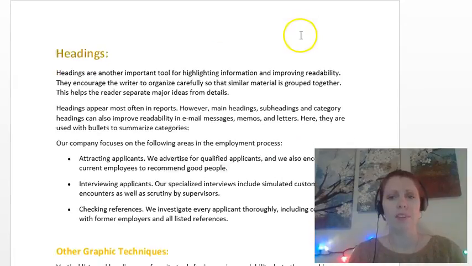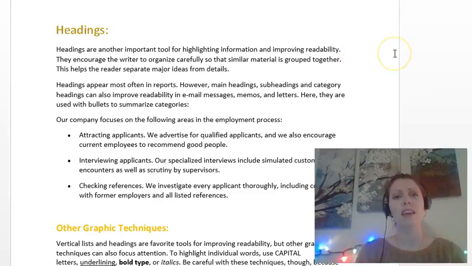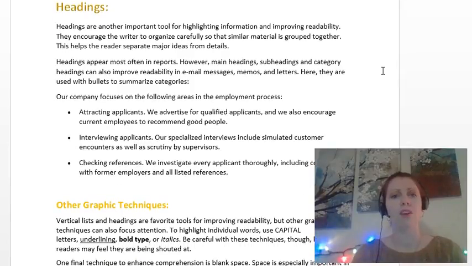All right. Something else. Headings. Headings are another important tool for highlighting information and improving the readability of your messages. They encourage the writer to organize carefully, so that similar material is grouped together, and this helps the reader separate main ideas from details. So headings appear most often in reports. Not necessarily memos and emails, but definitely in reports. However, main headings, subheadings, and category headings can also improve readability in your email messages and memos and letters even.